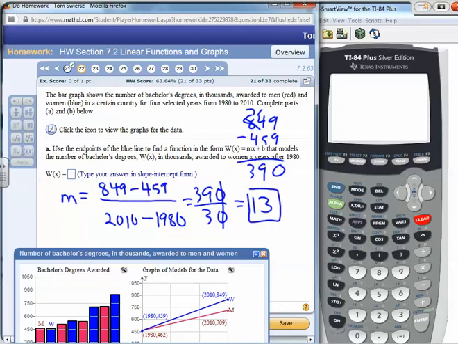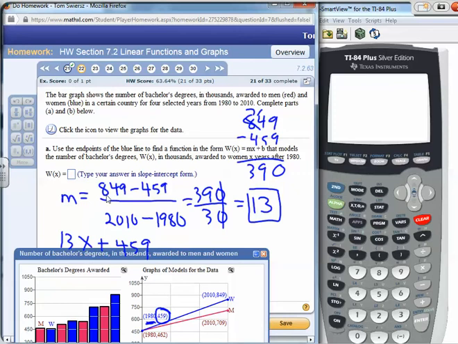Now the y-intercept is what happens at the starting point, which is where we're beginning at 1980. So at 1980, that's really our equivalent to the y-intercept, right? The x is 0. So you just use the y value of 459. So then W(x) will be the slope 13 times x plus the y-intercept, which is 459. So that's what they want.